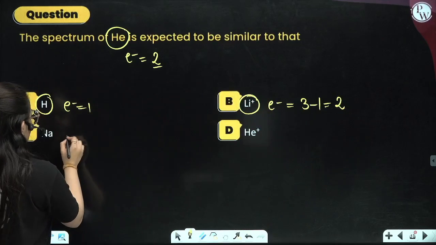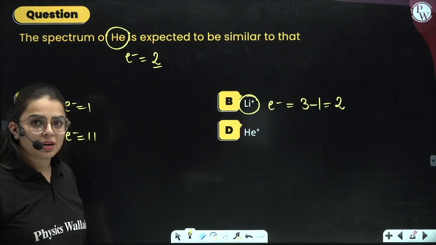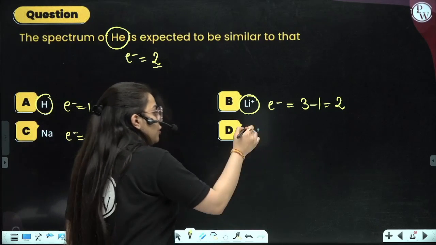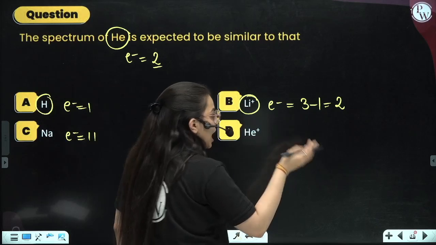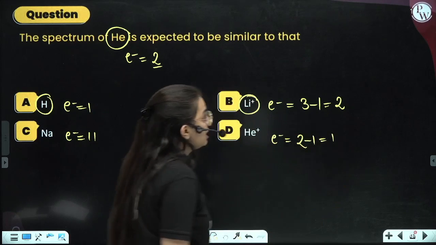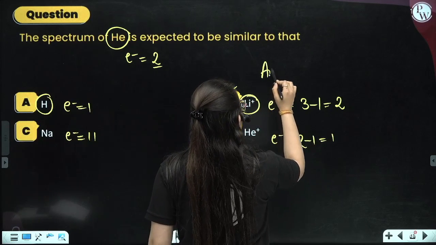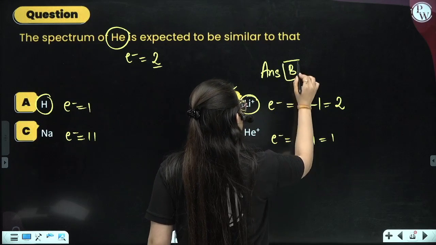For Na, atomic number is 11. It is a neutral species, so the number of electrons, protons and atomic number will be the same. Electrons will be 11. For helium positive, atomic number is again 2, but there is a +1 charge, so you subtract 1, you will get 1. So 2 is equivalent to 2 in this option, so option number B is our correct answer.